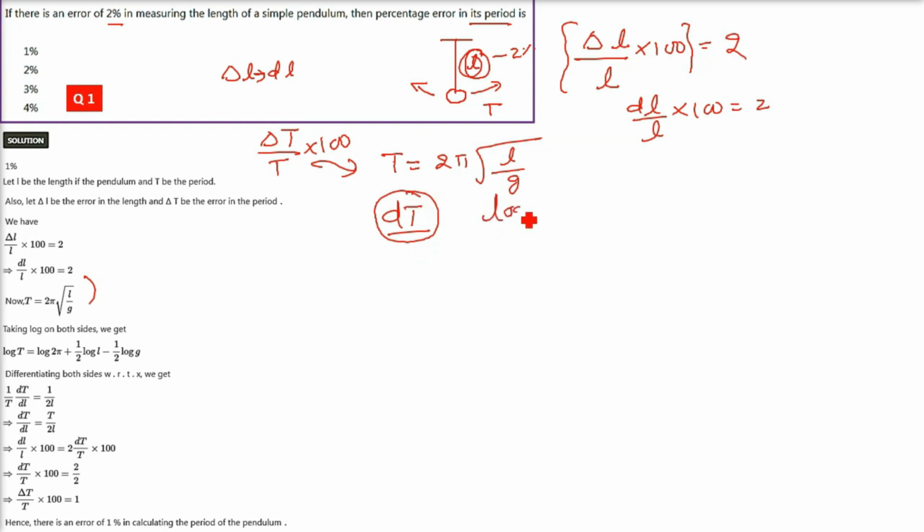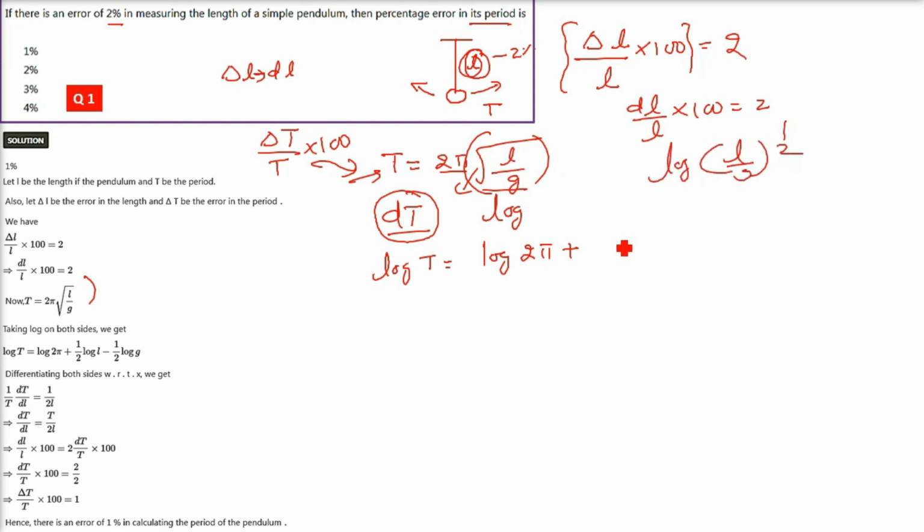So the best way is to take the logarithm both sides. Taking log, log T is equal to log 2 pi plus log under root of L by G. Log under root L by G, this is L by G to the power half. You take the log of this, half will come in front, and log A by B is log A minus log B. So it will be half of log L minus log G. Now it is quite easy to differentiate. There are certain constants which will just go away when we differentiate.